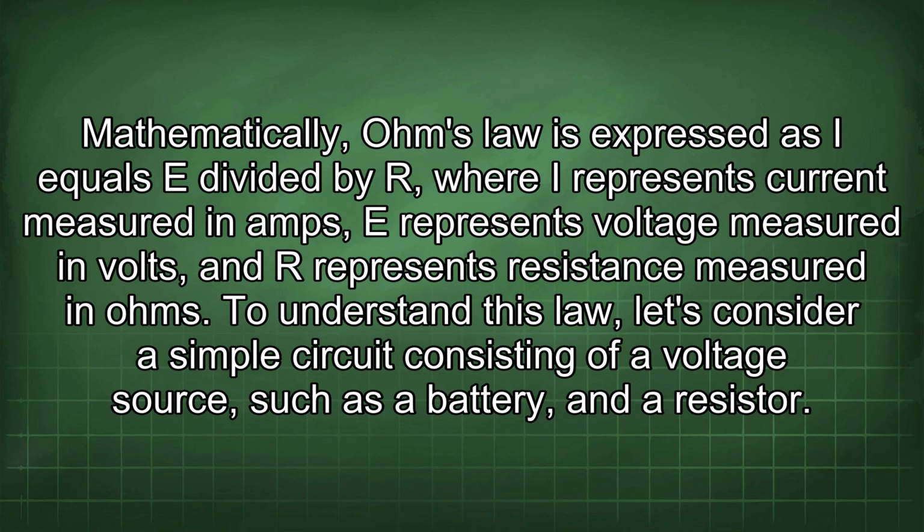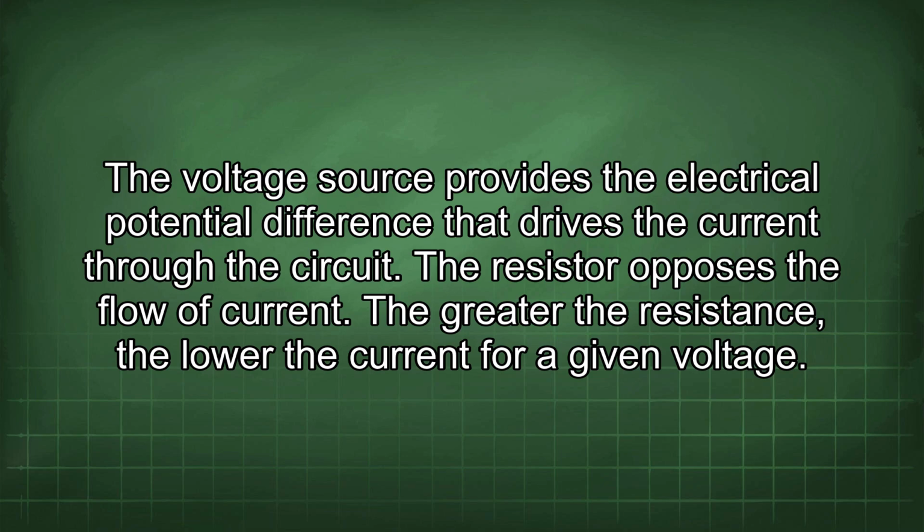To understand this law, let's consider a simple circuit consisting of a voltage source such as a battery and a resistor. The voltage source provides the electrical potential difference that drives the current through the circuit. The resistor opposes the flow of current. The greater the resistance, the lower the current for a given voltage.